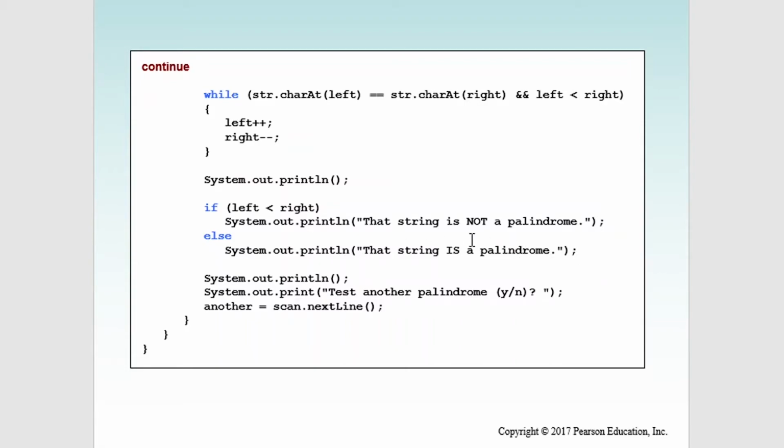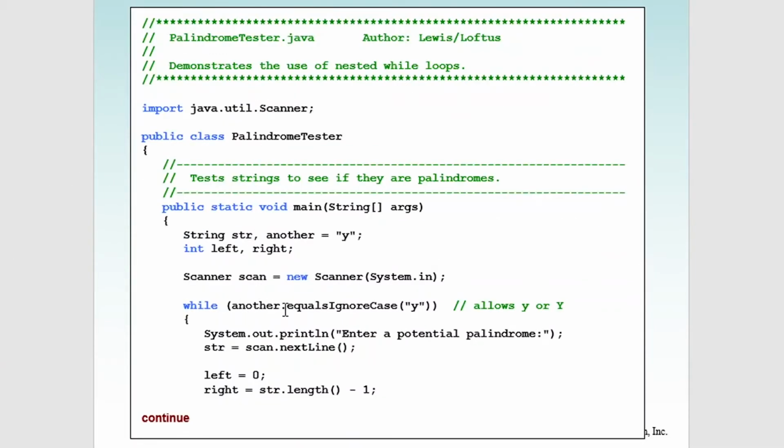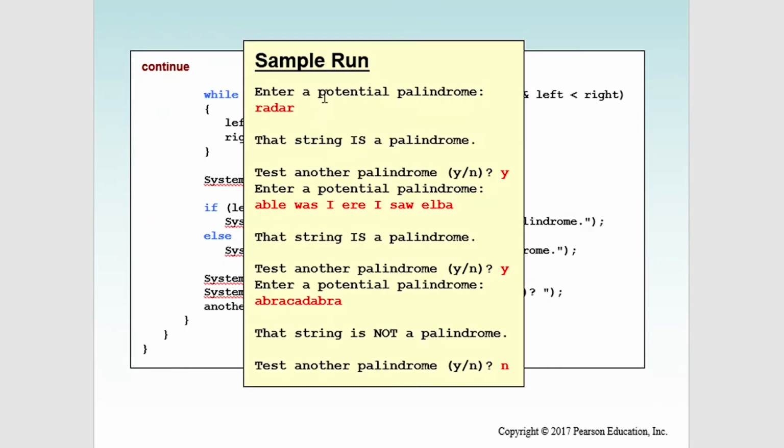Because if it is a palindrome, that means you're incrementing left and decrementing right so much that left and right are equal to each other, because you made it to the middle of the word. And then they print out test another palindrome. If you enter in Y, then you're going to stay in the loop. If you enter anything other than Y, then you're going to exit the loop. If you go back and look at the outer loop, you only stay within the outer loop if you enter in Y. And here's a sample run.